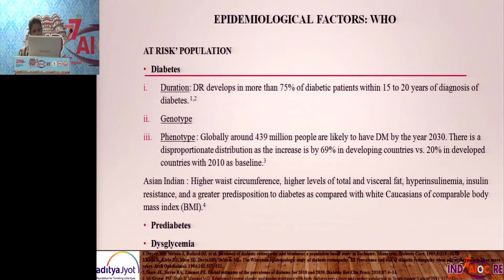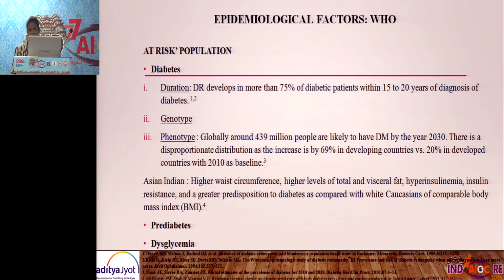The phenotype is of particular importance for the Indian population. So we have something which is called the Asian Indian phenotype. The morphism is such that they have higher waist circumference, higher levels of total and visceral fat, they have hyperinsulinemia, they have insulin resistance, and a greater predisposition to diabetes as compared to their Caucasian counterparts.